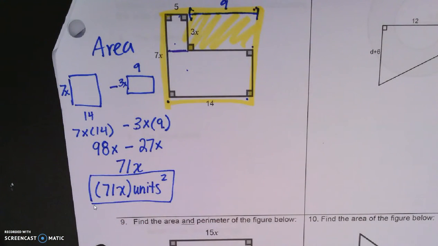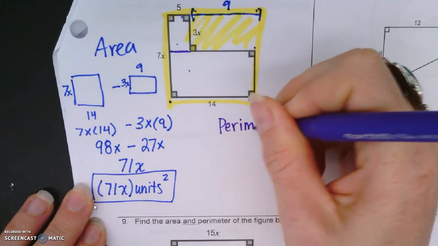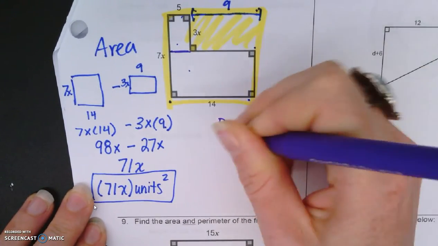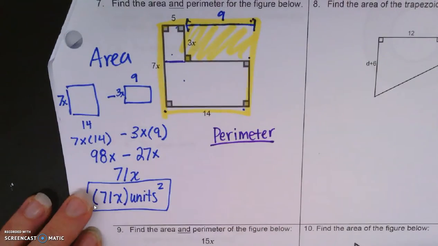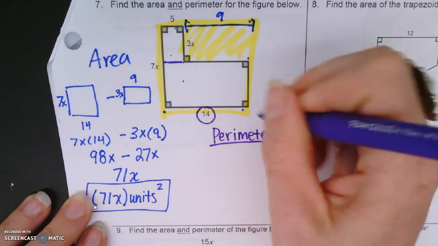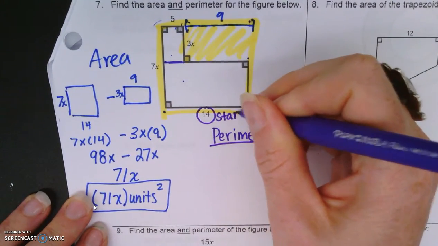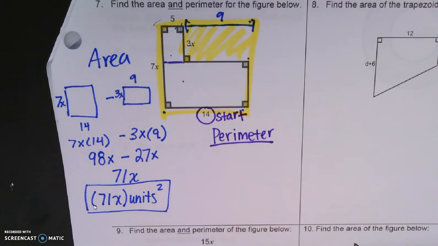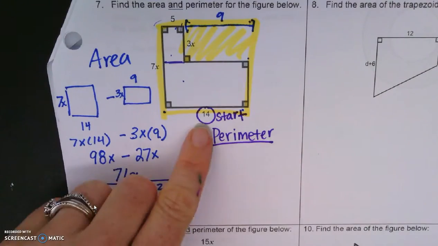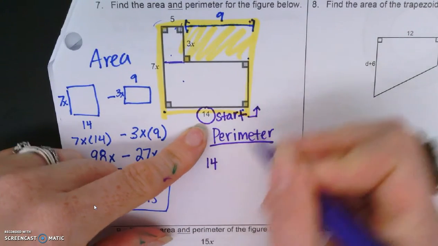Let's talk about the perimeter. Perimeter goes all the way around. When I'm talking about the perimeter of a shape, I usually like to circle where I start, so when I'm going around my shape, I don't double count that. So when you're figuring out your perimeter and adding up all the sides, please label where you start. I'm going to start at 14. And I'm going to go this way.